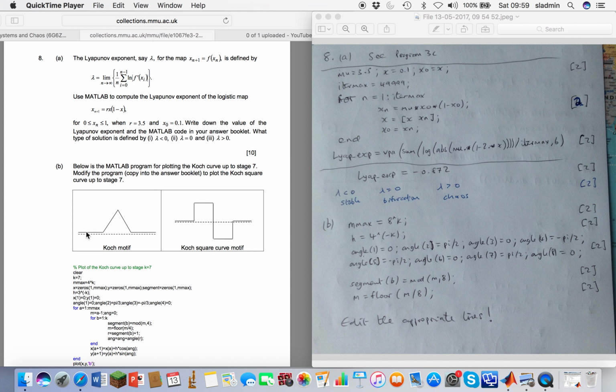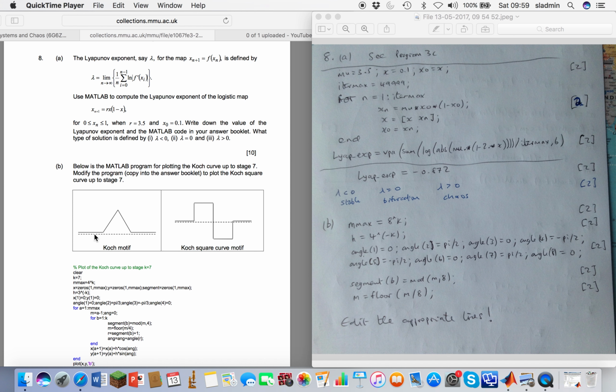So these are each length 1/3, but you'll notice that these segments here are each length 1/4. So that's why we've got h equals 4 to the minus k, because each of these is a length 1/4, and the segments of the fractal decrease by 4 to the minus k.